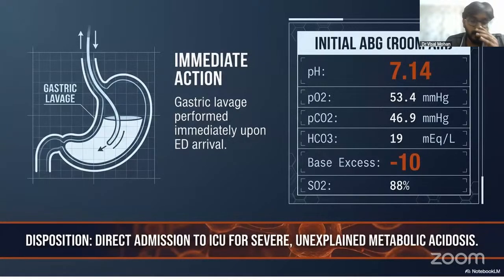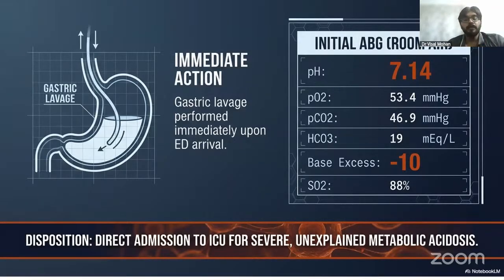A complete blood count, etc., can be done for the patient. For example, the pH is just 7.14, with a bicarb of 19 and a base excess of -10 for this patient. That means the patient is in severe metabolic acidosis, and in this patient we decide to lavage.